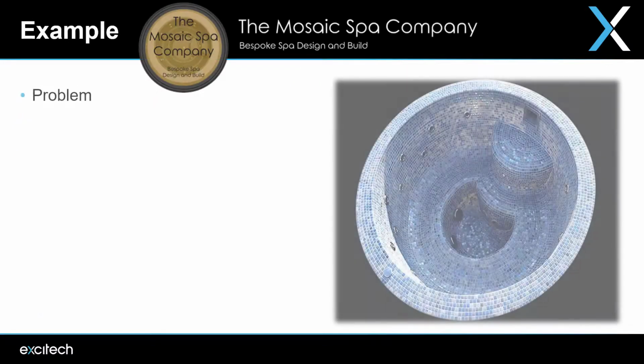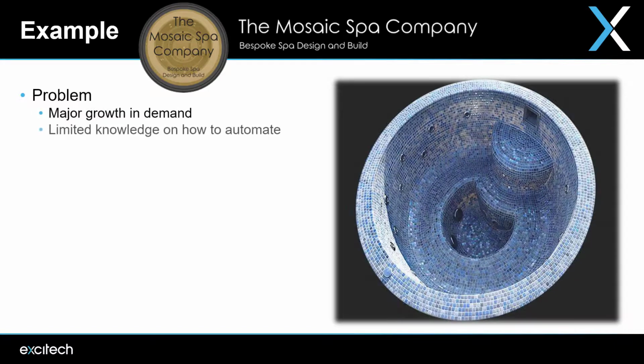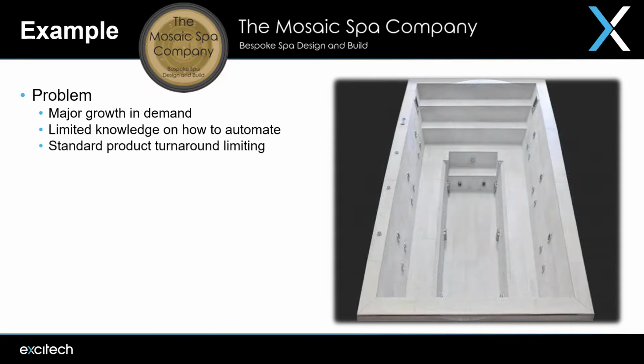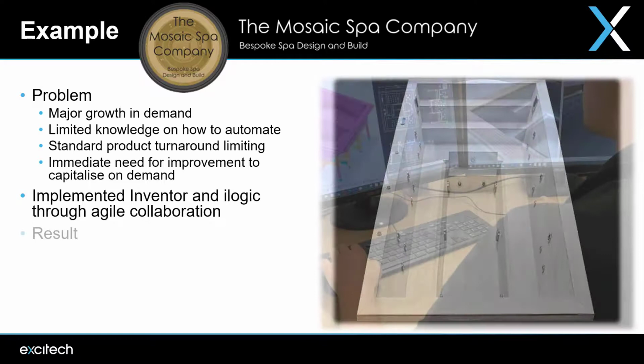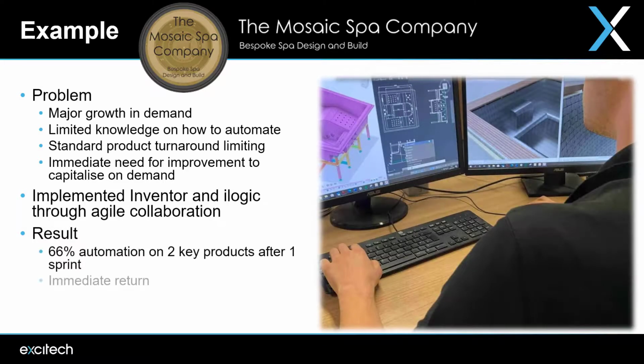When the Mosaic Spa company suddenly encountered a huge growth in demand for their spas at the start of the year, they knew they had to find a better way of carrying out their designs to be able to capitalize on the demand. They identified that being able to improve the turnaround time on 2 of their standard products could have significant impact. By implementing Inventor and iLogic and applying an agile approach to development with Excitech, they were able to automate 66% of the process of generating custom materials and production instructions. This provided them with an immediate return on their investment and overcame their bottleneck to give time to implement other automation around their products and processes.